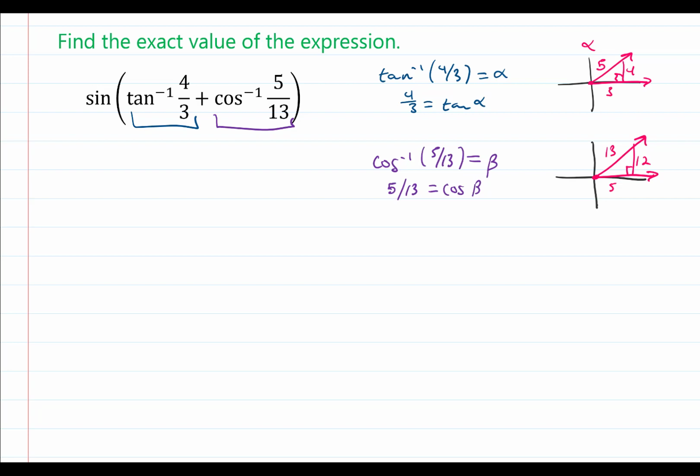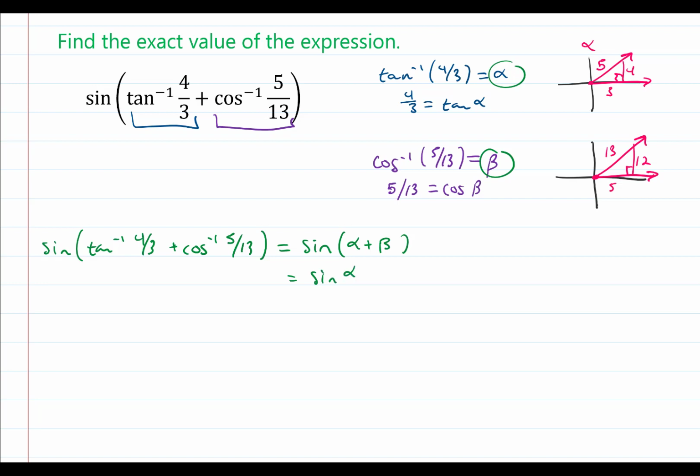I'm now going to go ahead and rewrite my trigonometric expression. So I have sine of inverse tangent of 4/3 plus inverse cosine of 5/13. I'm going to rewrite this using what I define the inverse trigonometric functions equal to as sine of alpha plus beta. I'm now going to rewrite this using the sum formula for sine, which tells me sine of alpha plus beta is equal to sine of alpha times cosine of beta plus cosine of alpha times sine of beta. I can now use the two pictures to find the exact value of cosine and sine of alpha and beta.